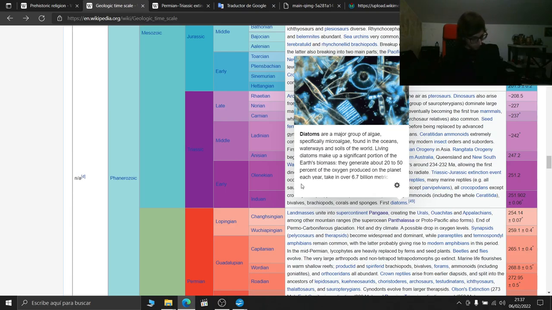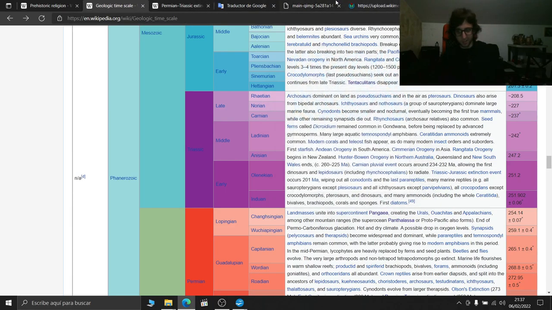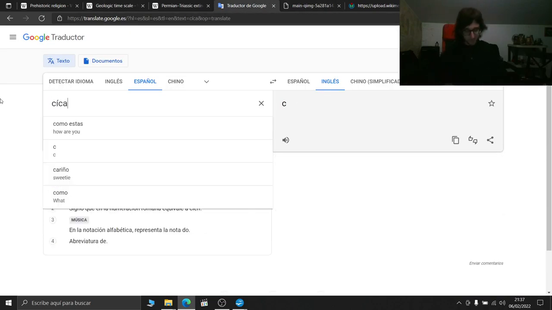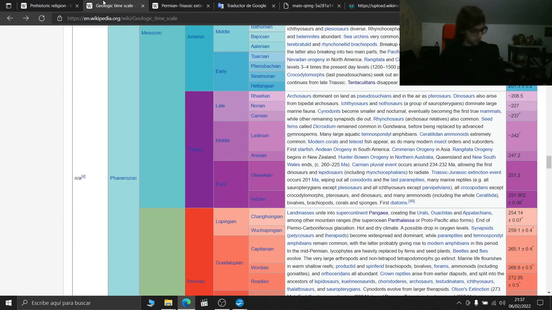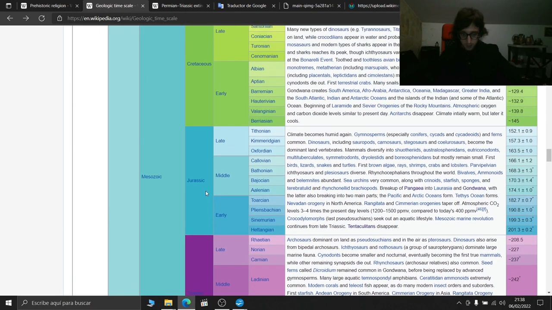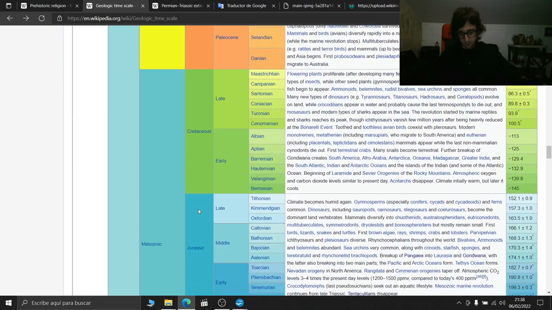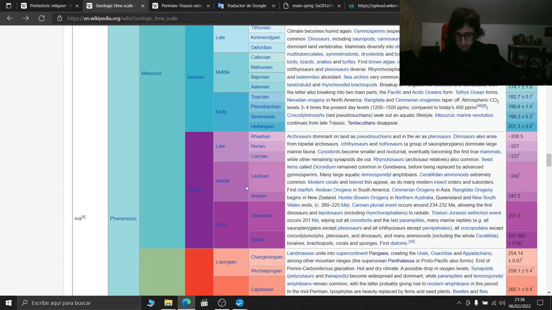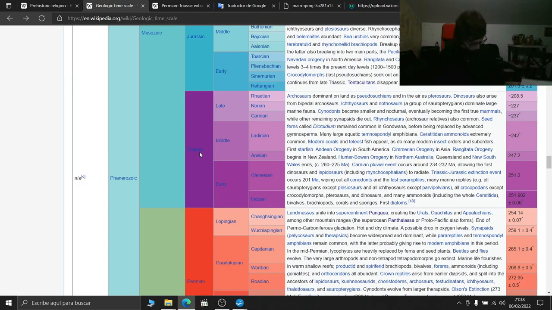This is the time of the reptiles and something I need to translate. And cycads, okay. Time of reptiles and cycads. This is the time of the dinosaurs, and it is divided into the Triassic, Jurassic, and Cretaceous. So, the Triassic. Here there are the archosaurs. I'm going to pronounce it probably badly, but anyway, the archosaurs, mammals, and crocodiles.